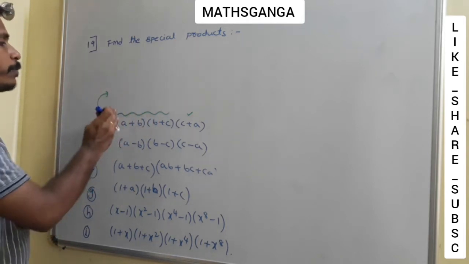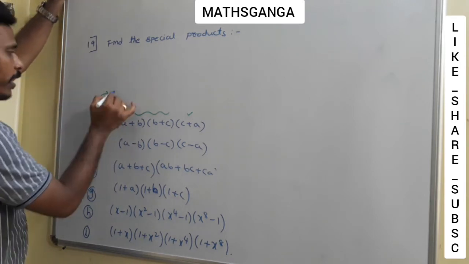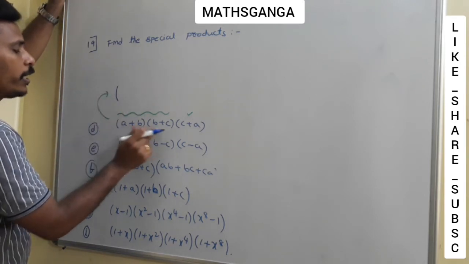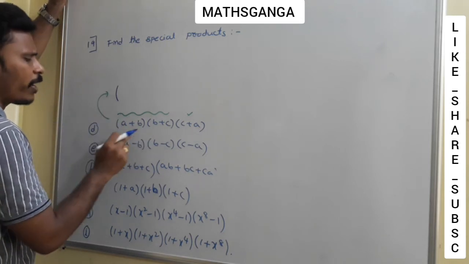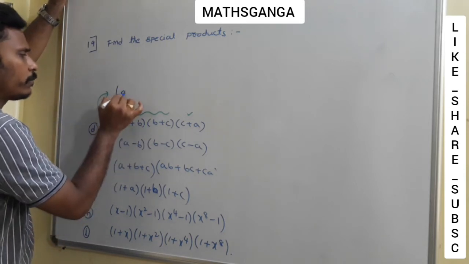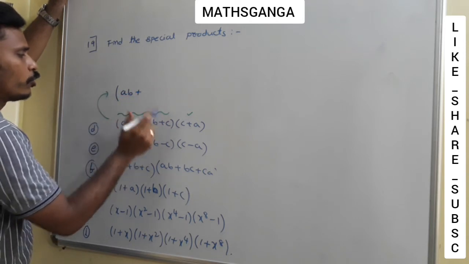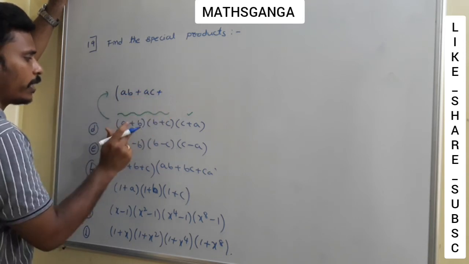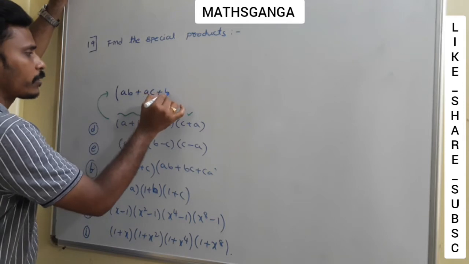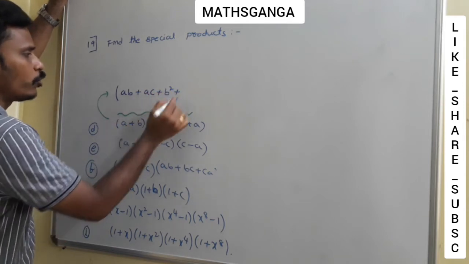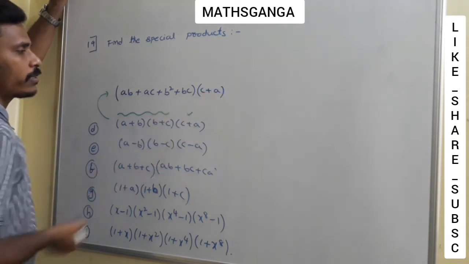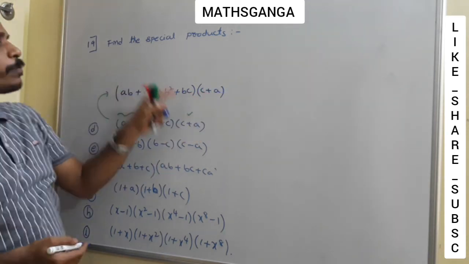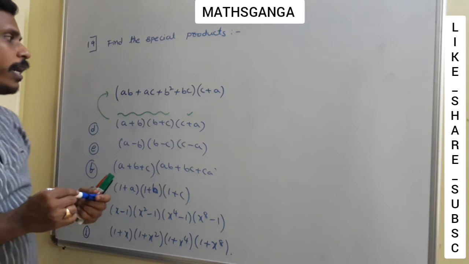See, if you multiply (a plus b) into (b plus c), in different manners I can write: ab plus a into c, ac, plus b into b, b square, plus b into c, bc. And then I need to multiply with c plus a. So ab plus ac plus b square plus bc is multiplied with (c plus a).